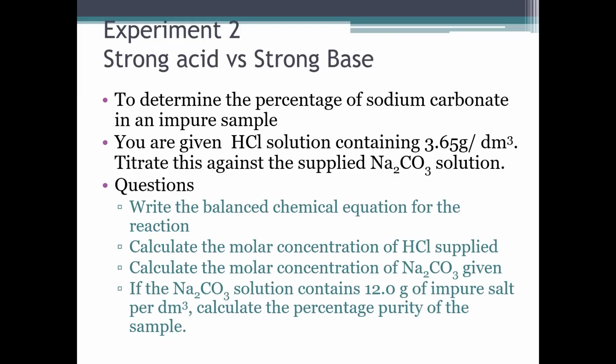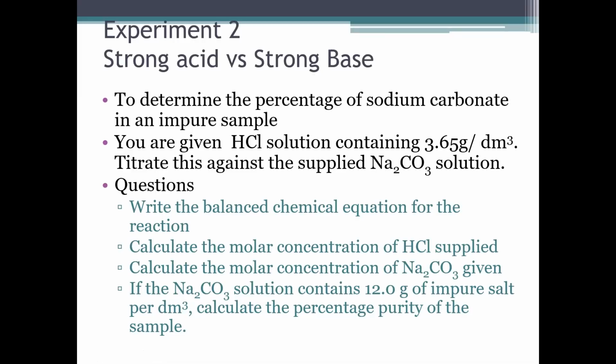So in this experiment, you'll be given a solution of acid, a strong acid, and it contains 3.65 grams per dm cubed of HCl. And you have to titrate it against the sodium carbonate you are given. So we know the concentration of the acid, but we don't know the concentration of the base. And in calculating the percentage purity, we first have to calculate the concentration of the base.